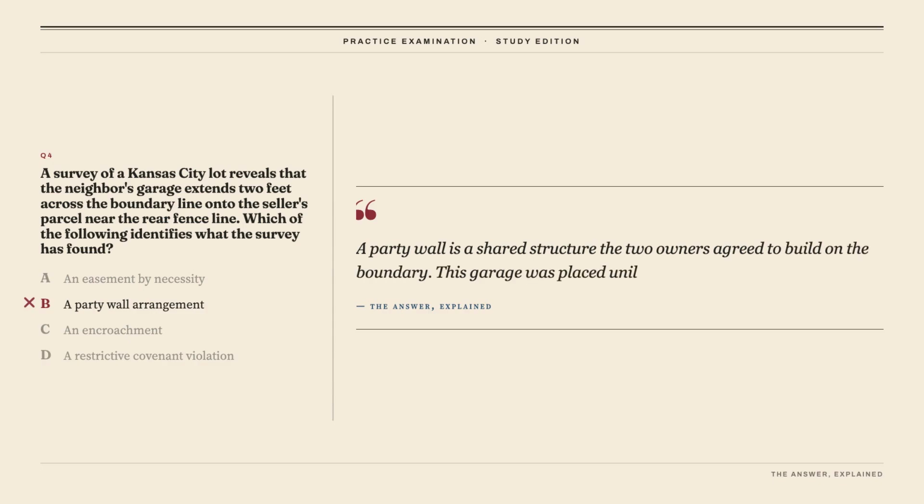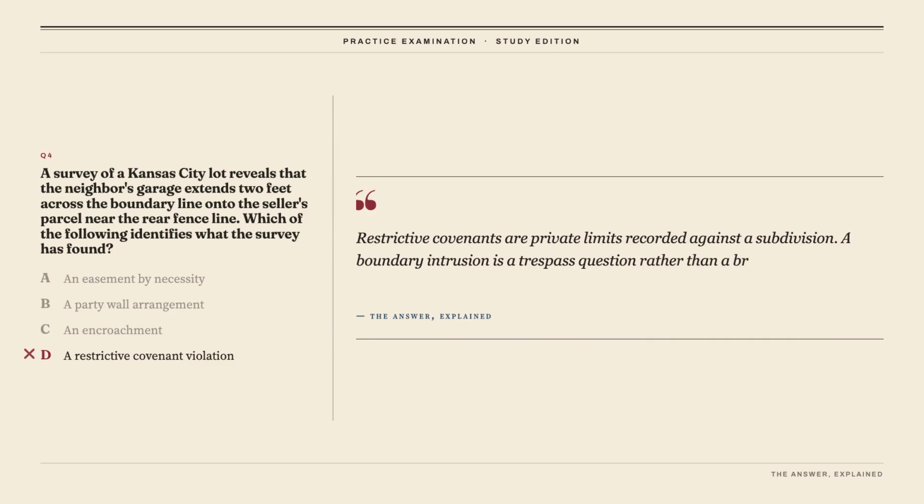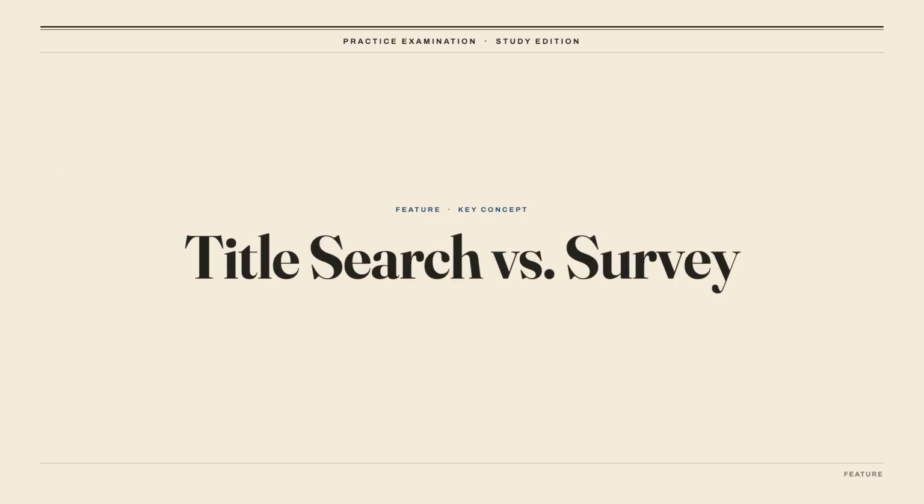This garage was placed unilaterally and sits across the line. D is wrong because restrictive covenants are private limits recorded against a subdivision. A boundary intrusion is a trespass question rather than a breach of recorded use restrictions. A title search and a survey answer completely different questions, and understanding that gap is key to spotting encroachments.